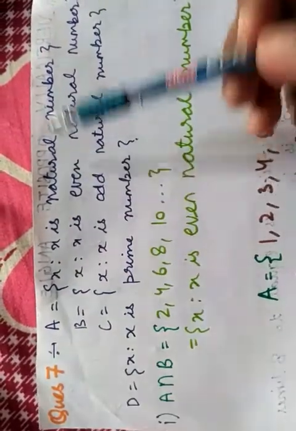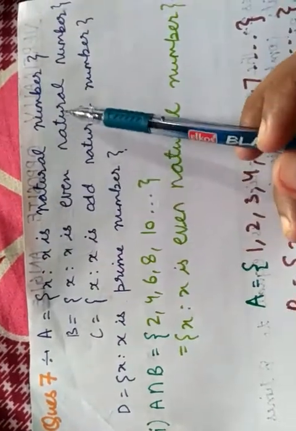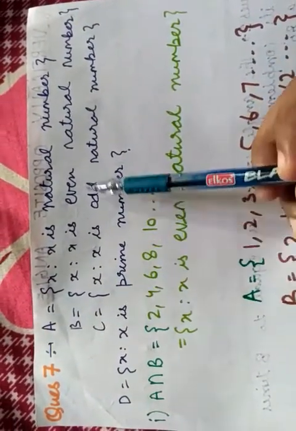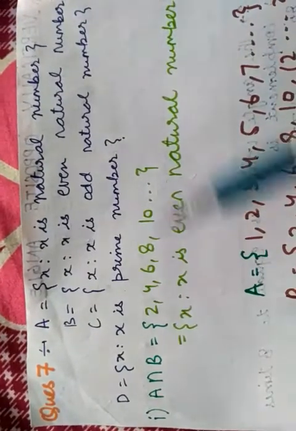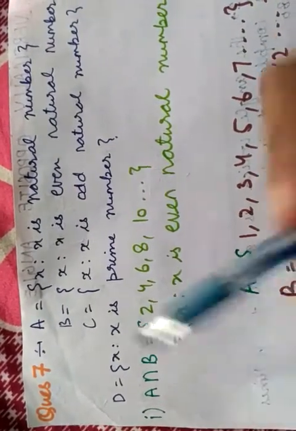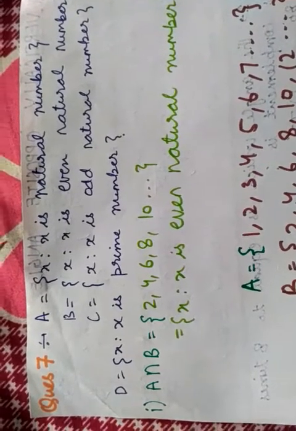X is a set of natural numbers. A is a set of natural numbers, B is a set of even natural numbers, C is a set of odd natural numbers, and D is a set of prime numbers. So now we have to find many parts that are given. Some you will do on your own and some I'm explaining to you.